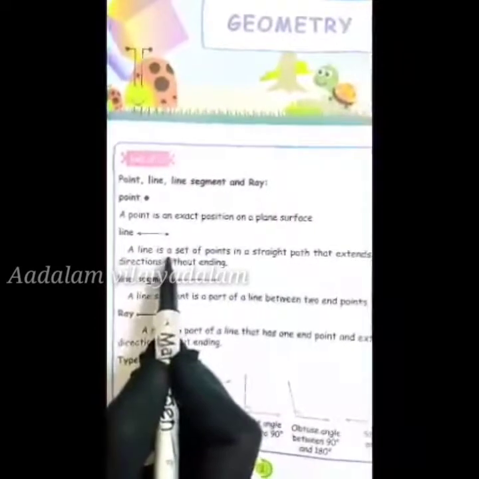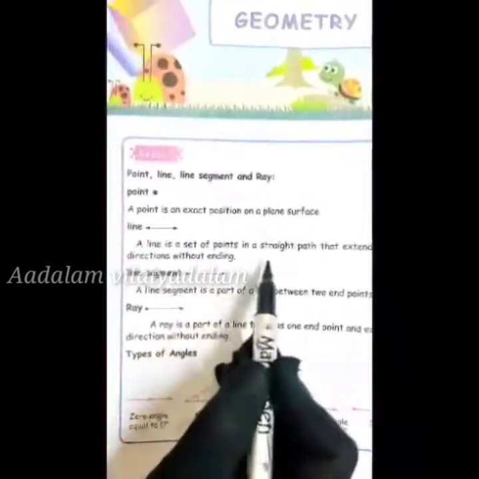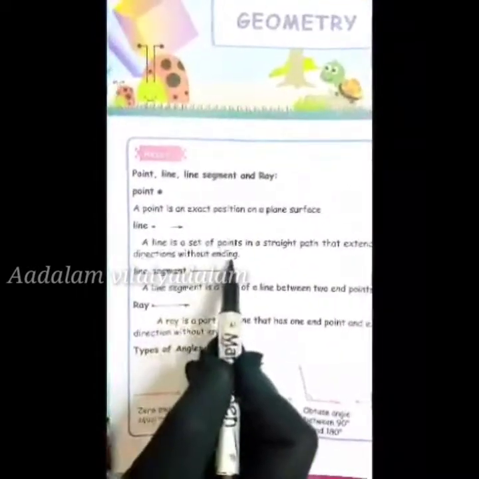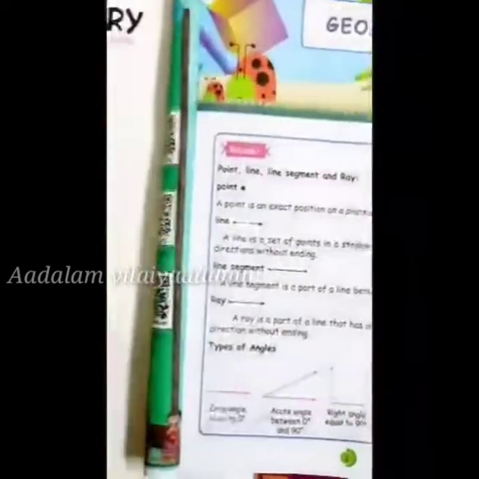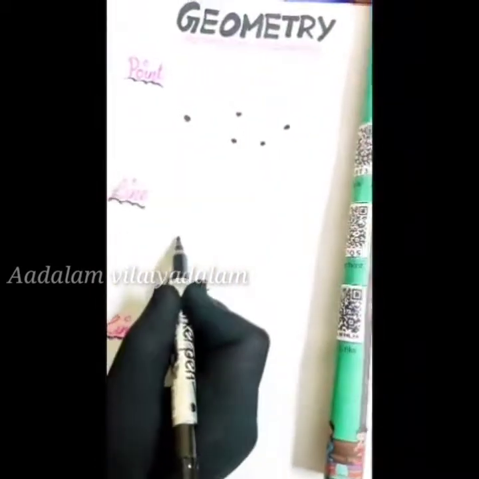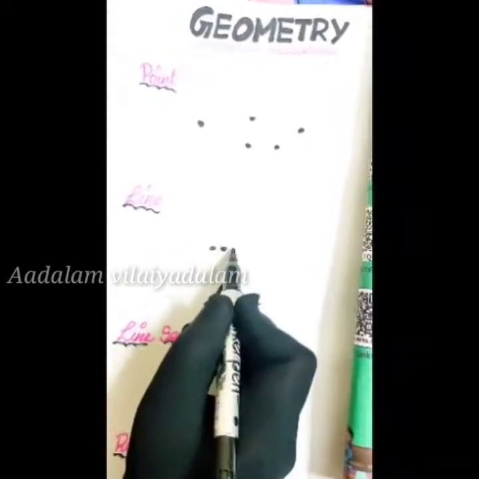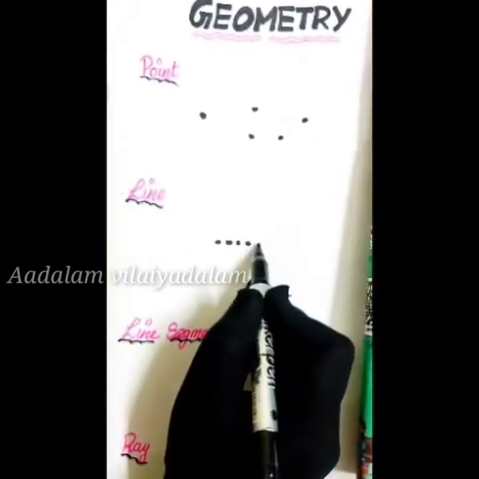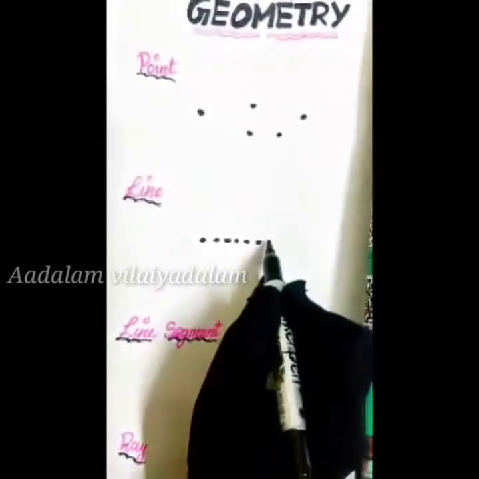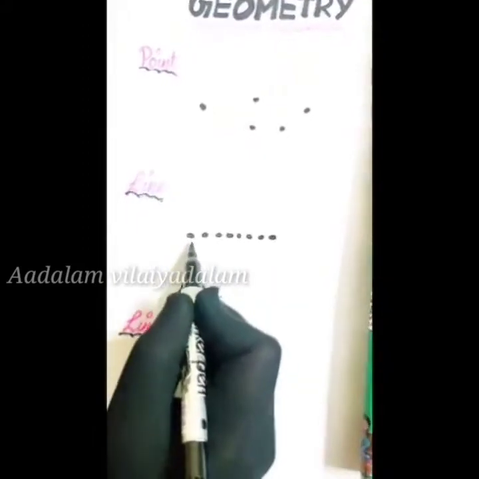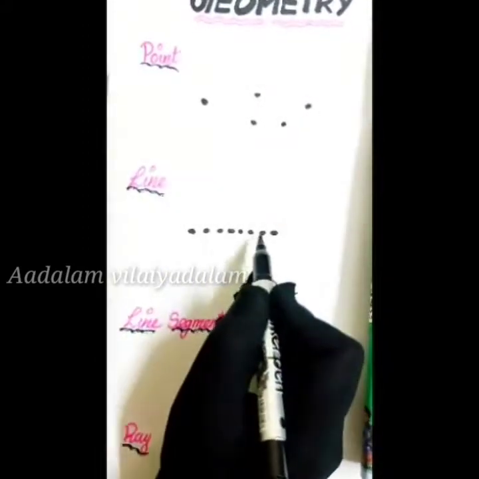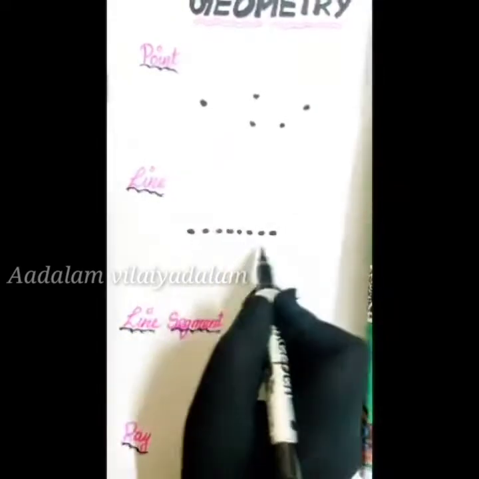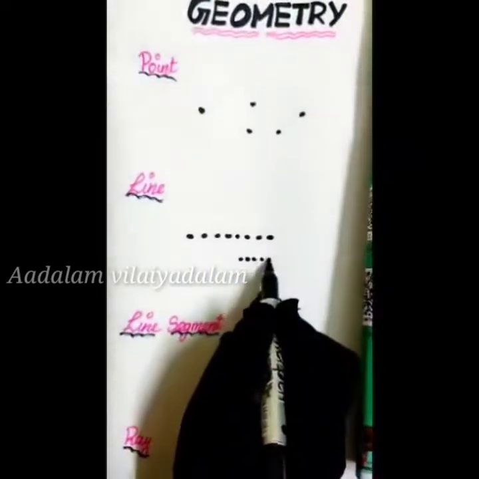A line is a set of points in a straight path that extends in opposite directions without ending. So children, see here, a line is a set of points like here. It is in a straight path that extends in this direction also, in this direction. Here also, here also. So it extends in the opposite direction. It will be very close together, like this.